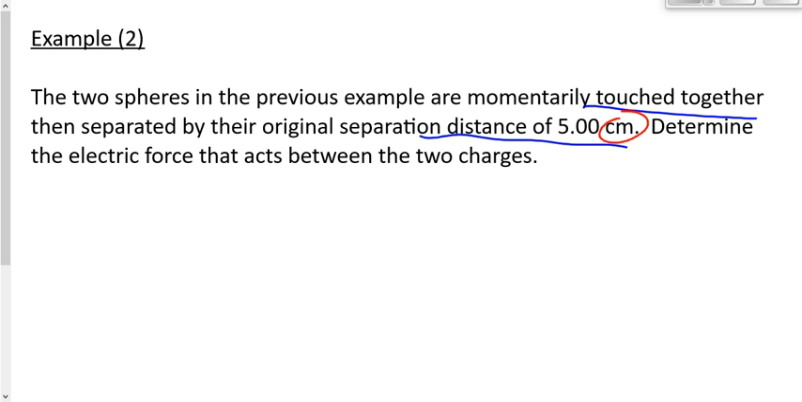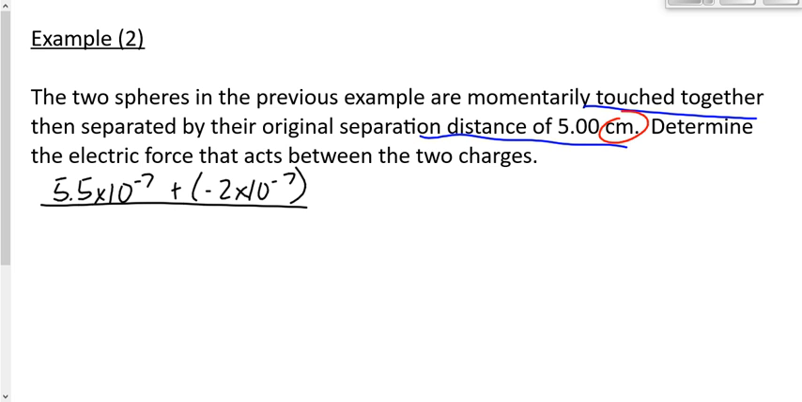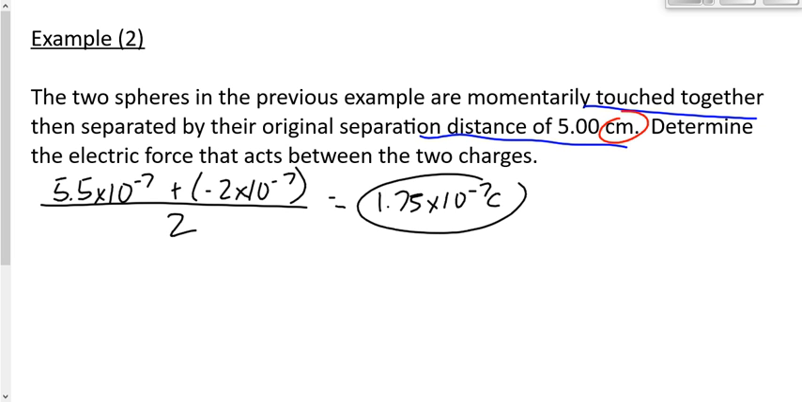Let's do that now. Let's say I had 5.5 times 10 to the minus 7 and negative 2 times 10 to the minus 7. Divide it by 2. So the charges become 1.75 times 10 to the negative 7 coulombs. That's both charges now, right? Now the force before I touched them was whatever it was in question number 1. But now after I touched them, since the charges are different, the force is now different as well.